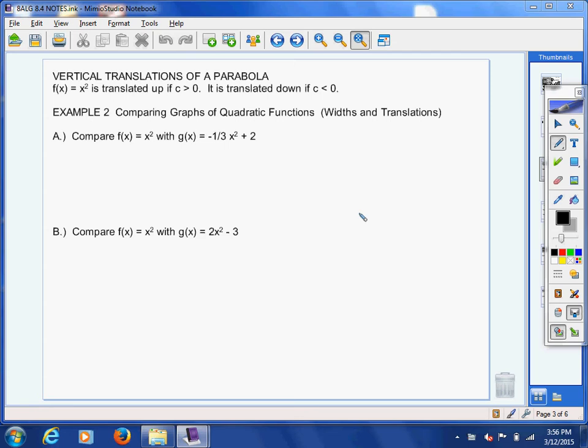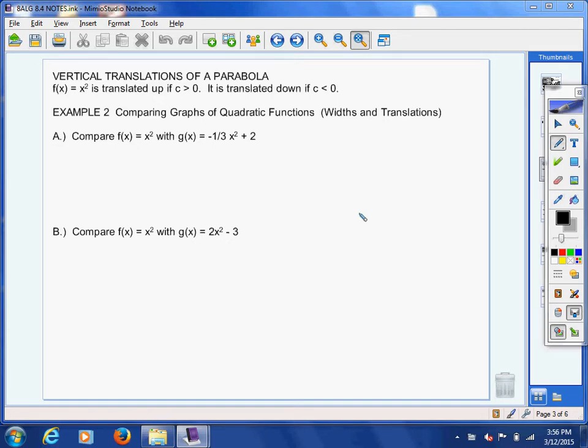It's Mrs. Thompson. We are back in section 8.4 and we're going to discuss example 2. What we're going to do is compare graphs. We're going to compare two quadratic functions. What we're going to compare about them are their widths, how wide they are. Remember, that's what we learned in example 1. And we're going to discuss their translation. Translation just means how much it moves up or down.